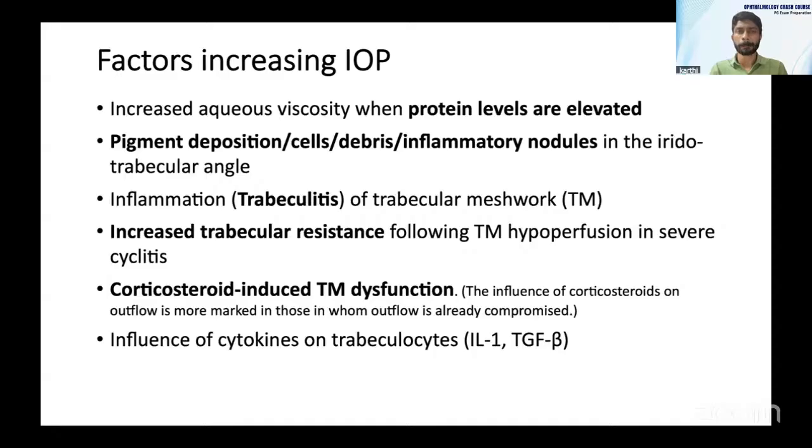So, what are the factors which increase IOP in uveitis patients? These are the open angle mechanisms, like increased aqueous viscosity because of the protein levels which are raised during the inflammation. Another cause can be pigment deposition, cells, debris or inflammatory nodules in the iridotrabecular angle. Trabeculitis, that is, inflammation of the trabecular meshwork itself, can reduce the drainage and increase the intraocular pressure. And there can be increased trabecular resistance following hypoperfusion in severe cyclitic patients. Corticosteroids can also increase trabecular meshwork dysfunction, in which the trabecular meshwork is already not in a fully functional state. And cytokines like interleukin-1 and transforming growth factor beta can also affect the trabeculocytes and increase the intraocular pressure.